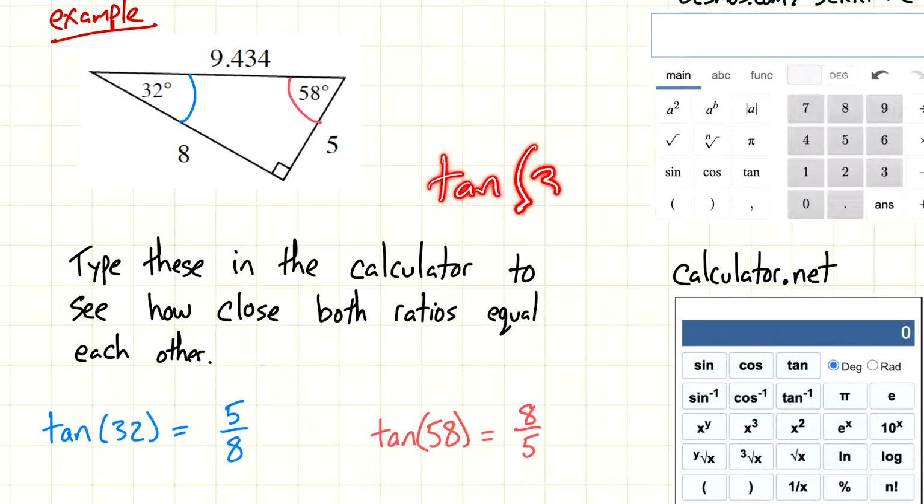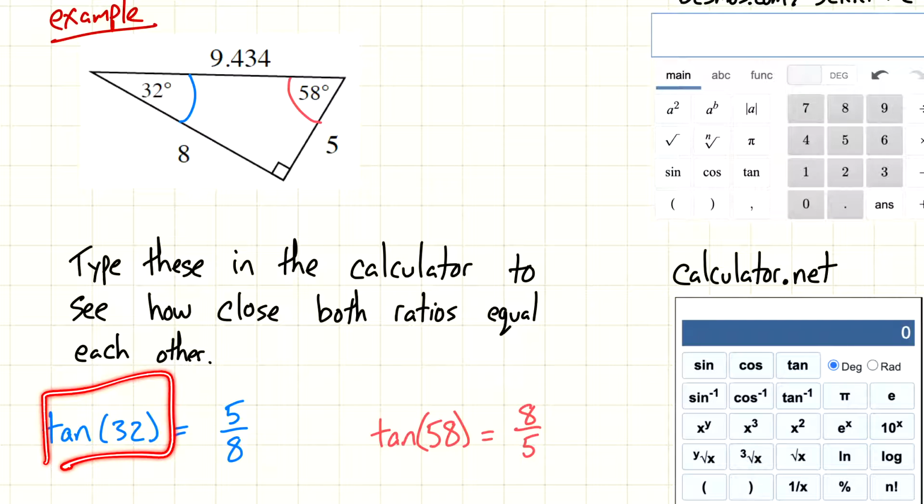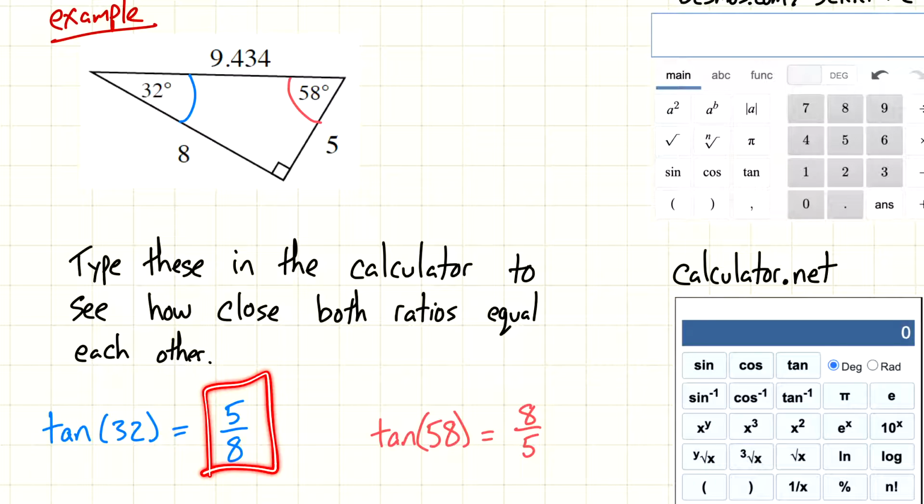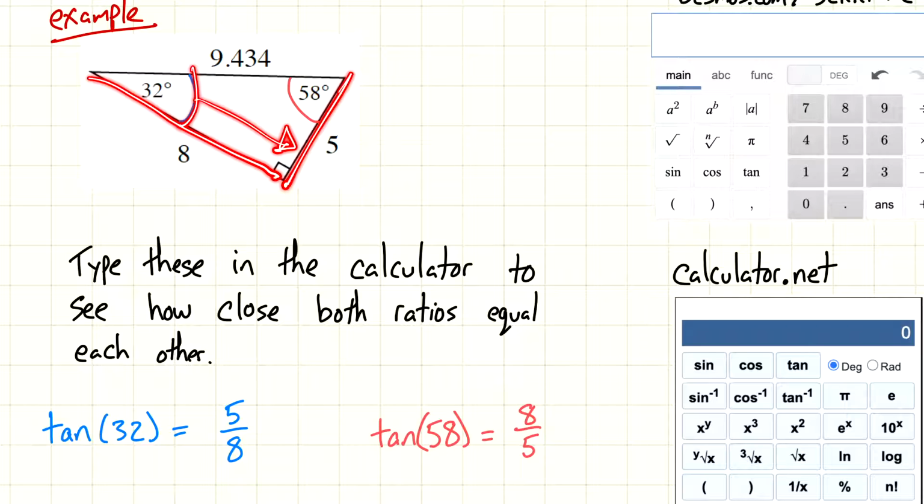If you type in 32, and then I like to put a close parenthesis, and then I hit equal, it will give us an answer. What I want to know is, if I type that into a calculator, does it equal the same thing as the actual rise and run? Across from 32 is 5, and the run would be 8.